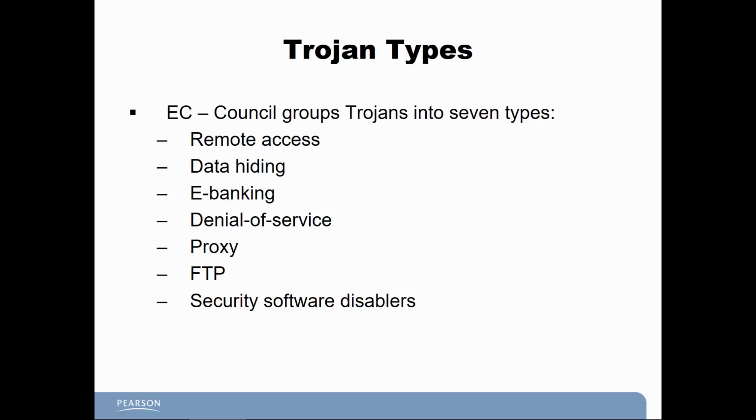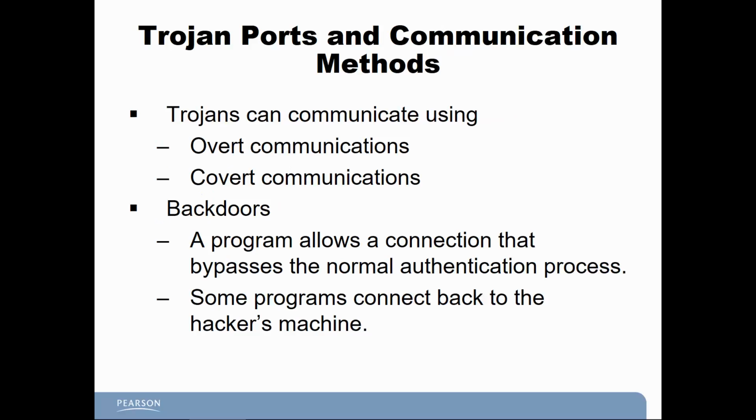There are 7 key types of Trojans. There's a remote access Trojan, known as a RAT. There's a Trojan that does data hiding. There's one that focuses on eBanking. There's one for denial of service, for proxy, for FTP, as well as for security software disablers. That way, each specific type of Trojan does a specific task or job. Trojans can communicate using overt communication or covert communication.